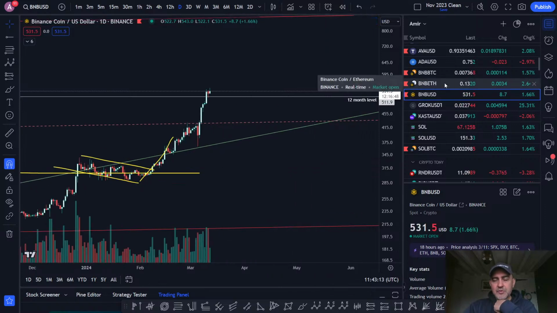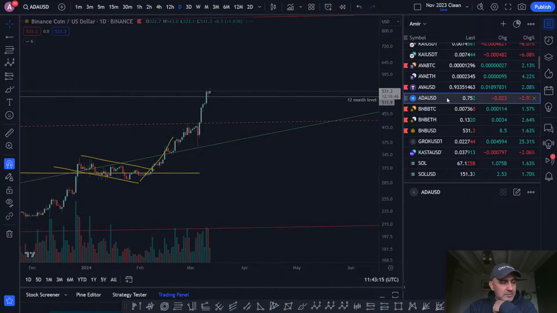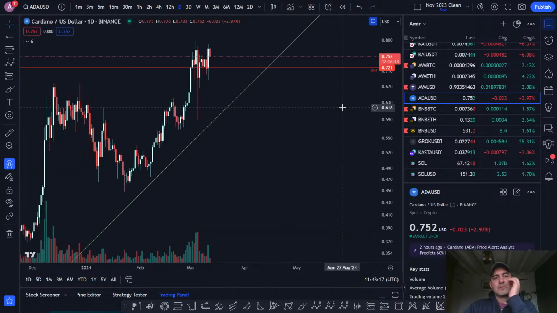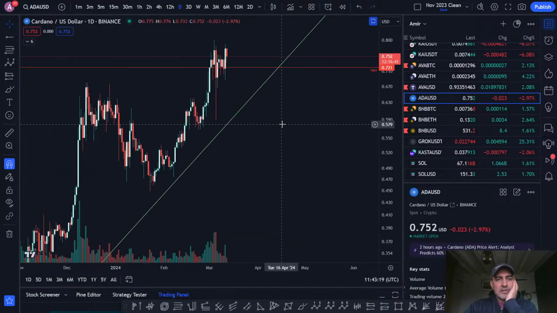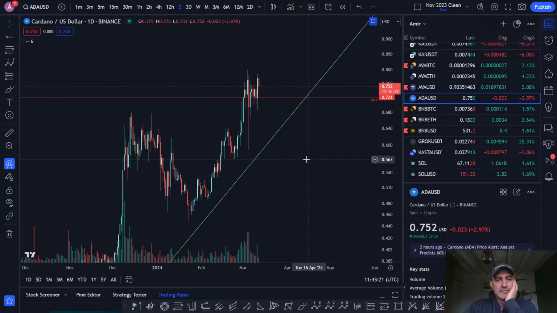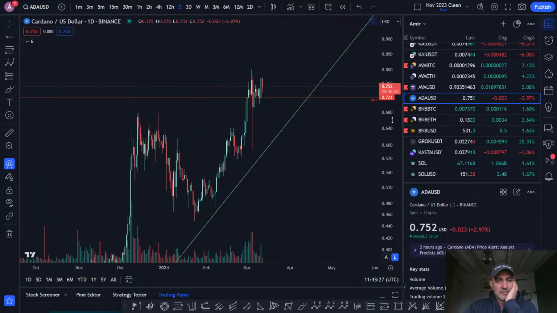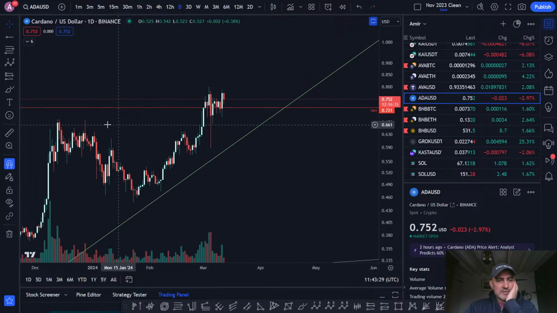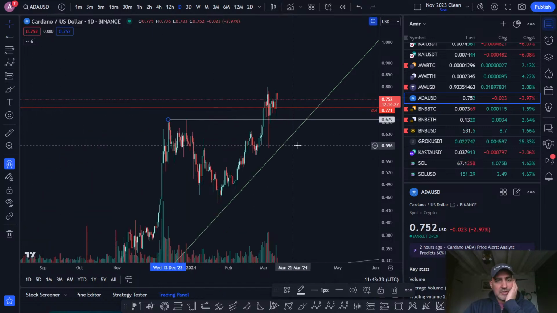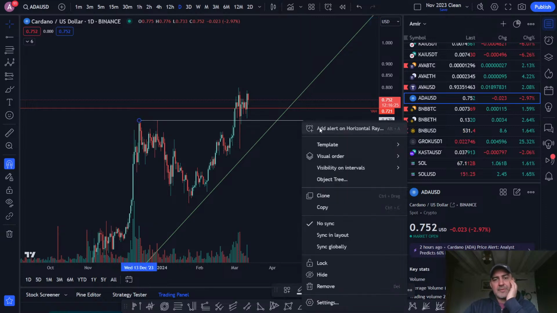BNB is still looking strong. Cardano is ranging above this value area high. It's good. It's looking healthy. As long as it doesn't lose these previous highs here, you're still good. There's an SR flip there.